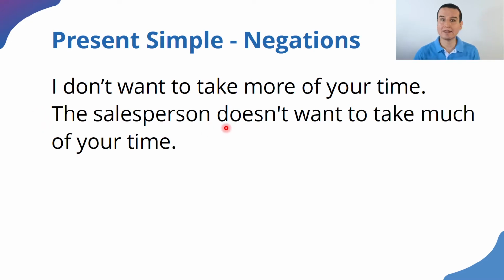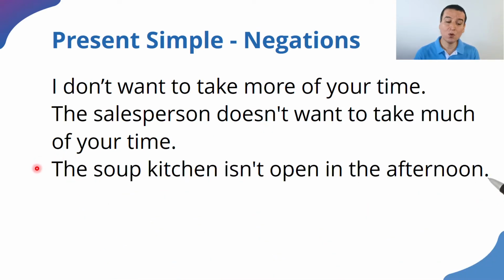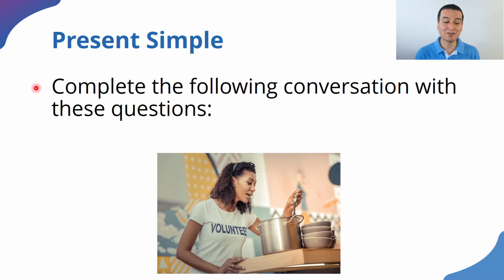One person that is not I or you, that would be a third person, the salesperson, doesn't want to take much of your time. Or if we're using the verb be, the soup kitchen isn't open in the afternoon. All right? Now we're going to practice questions and negations in this activity.